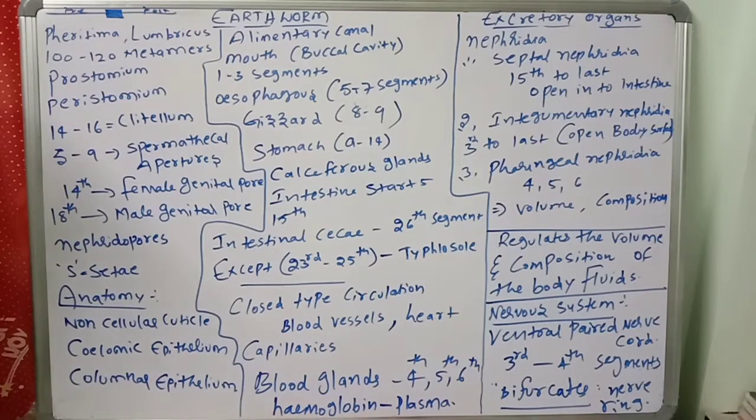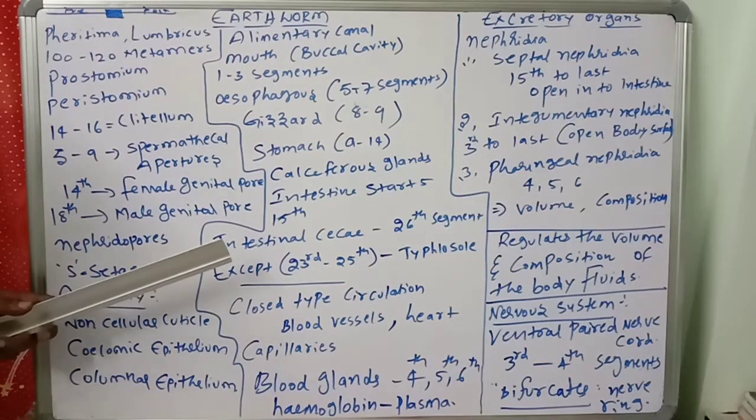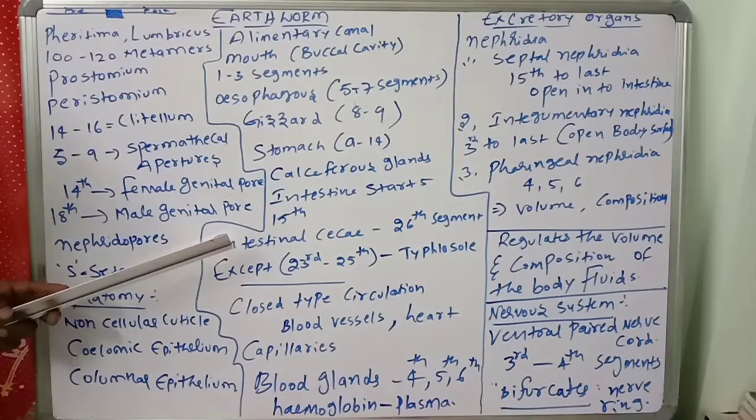So the intestine runs from the 15th to the last segment. A pair of short and conical intestinal ceca projects from the intestine on the 26th segment. The conical ceca are helpful for some secretions.